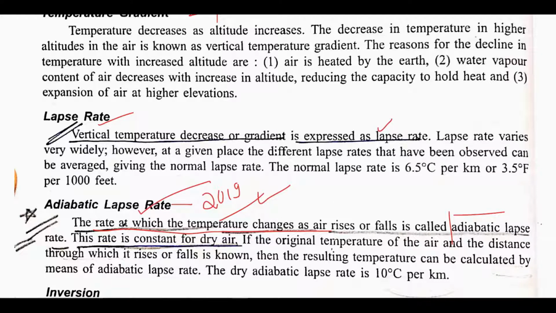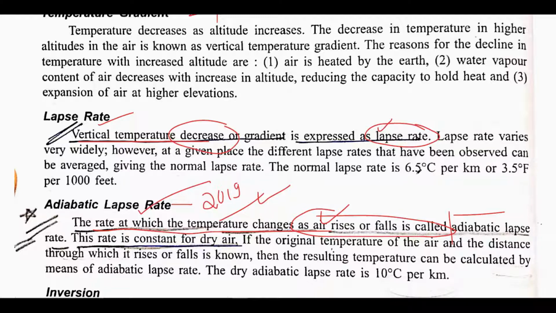So you must remember the statement that adiabatic lapse rate is the rate at which temperature changes as air rises or falls. While lapse rate is the vertical temperature decrease. So there is a difference between these two statements. Remember the statement word to word because it has been asked, so it is important.